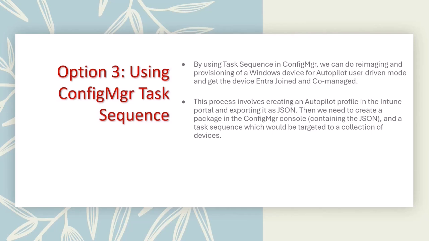You can use the OSD, operating system deployment feature, in Config Manager, and what you'll have to do is create a task sequence in Config Manager, and using that task sequence you can reimage a device and use Autopilot user-driven mode, and then get the device Entra ID joined and co-managed. What you'll have to do in this case is go to the Intune portal and create an Autopilot profile. After you create that, you will have to export that JSON, add that JSON into your Config Manager console, and then use that in the task sequence.